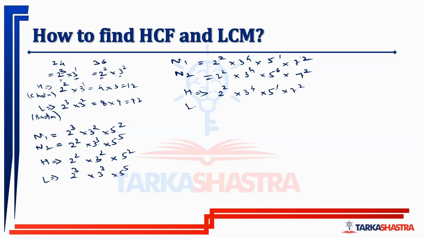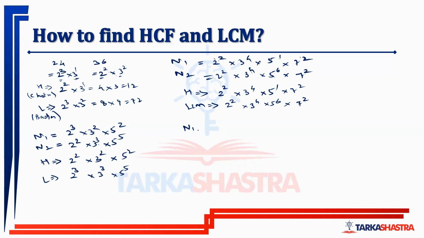Okay. Next is LCM. 2 square, greater factor. There is nothing greater, so we consider it as it is. 3 raised to 4, 3 raised to 4, both are same, so we consider it as it is. 5 raised to 1, 5 raised to 6, both are same, we consider it as it is. 7 square, both are same, we consider it as it is. Okay, so when the powers are same, we consider it as it is both in HCF and in LCM. Okay, moving forward.